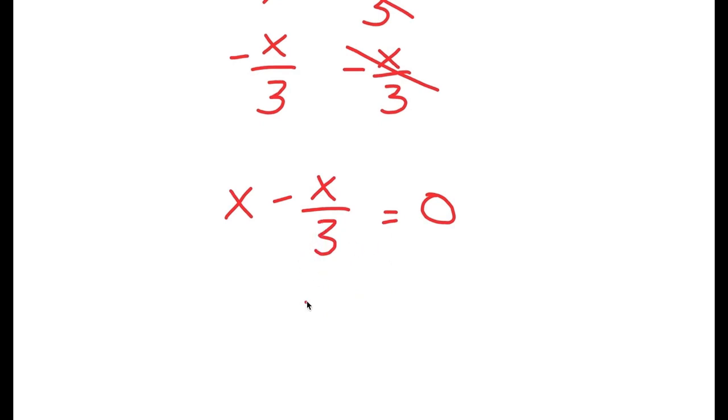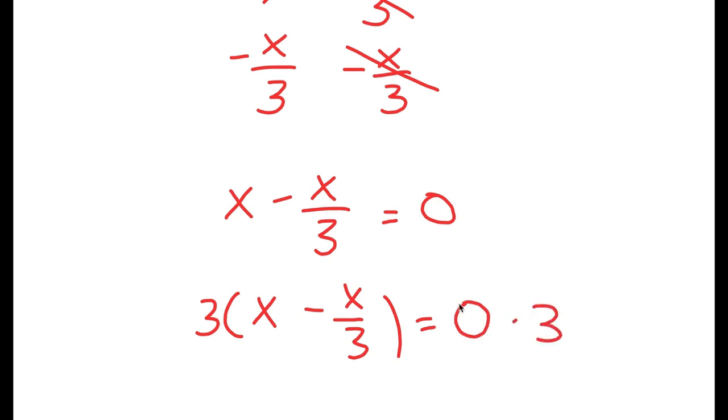So now from here, what I'm going to do is multiply both sides by 3 because we want to get rid of this division of 3. So the only way to do that is to multiply both sides by 3. So I'm going to multiply both sides by 3, so now I have 3 times x minus x over 3 is equal to 0 times 3.